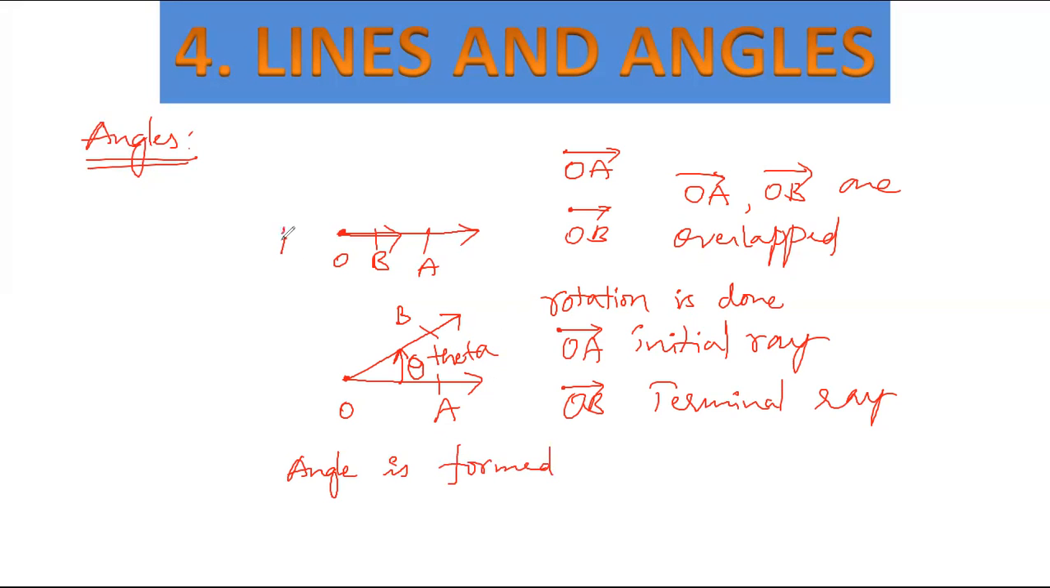In the first case, there was no rotation. In the second case, there is rotation. So when two rays are overlapped, there is no angle. When one ray is rotated, angle is formed.